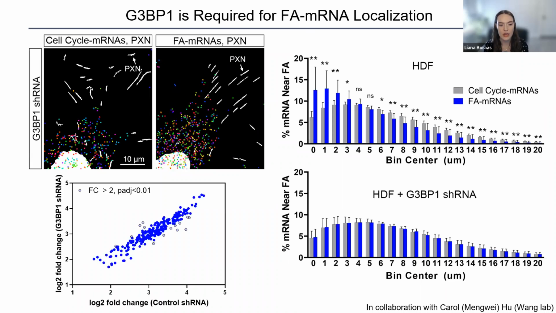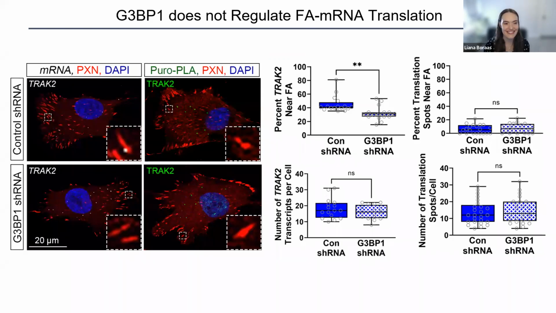As a gut check, we also wanted to look at transcription to see if we had less overall focal adhesion mRNA, and less than 5% of our focal adhesion mRNA were differentially expressed with G3BP1 loss. So it does seem to be targeted at RNA localization, not necessarily expression. But what about translation? In the back of my head, I was like, they've got to be translated. Come on, that's what they do.